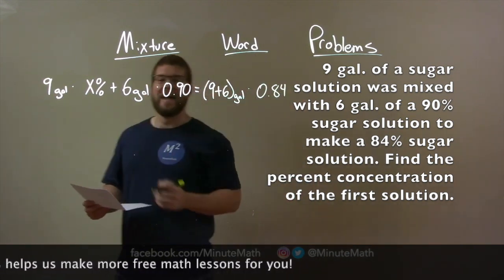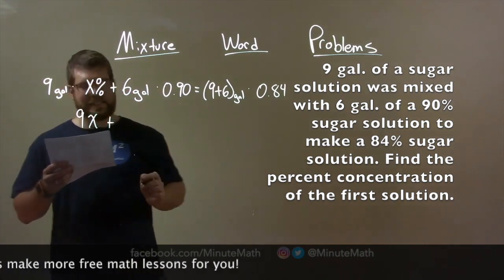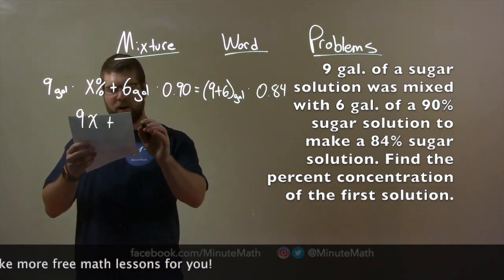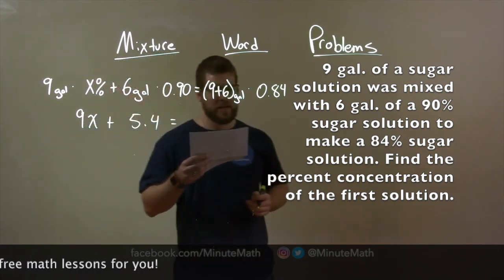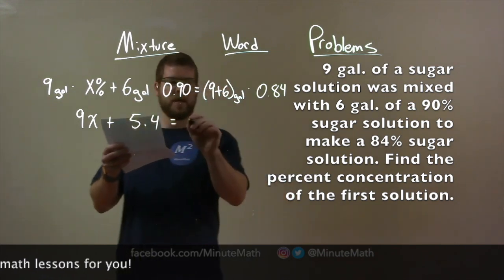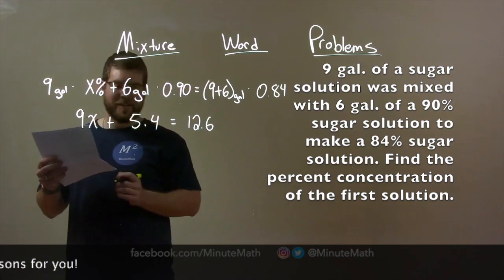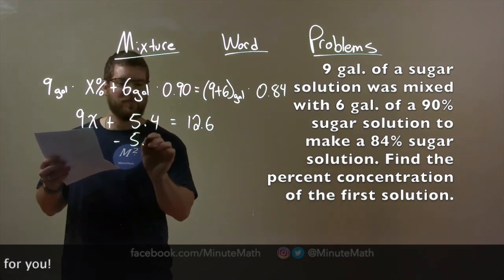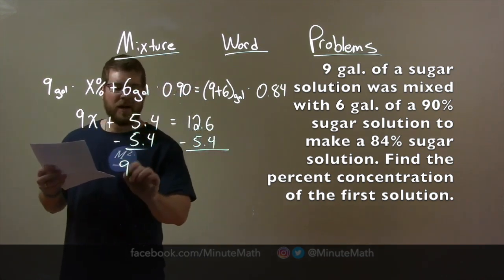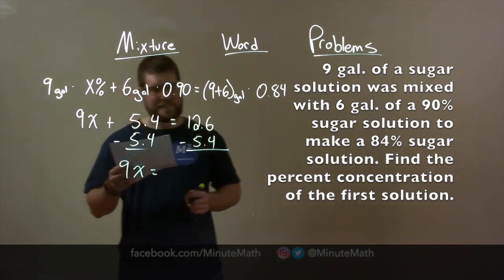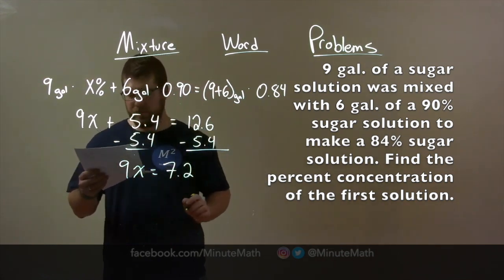We're going to solve for our x percent. So 9x plus 6 times 0.9 is 5.4. 9 plus 6 being 15 times 0.84 is 12.6. So on our journey to solve for x, we subtract 5.4 from both sides. And we have 9x by itself here. 12.6 minus 5.4 is 7.2.